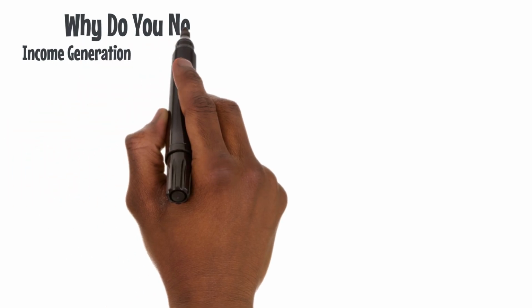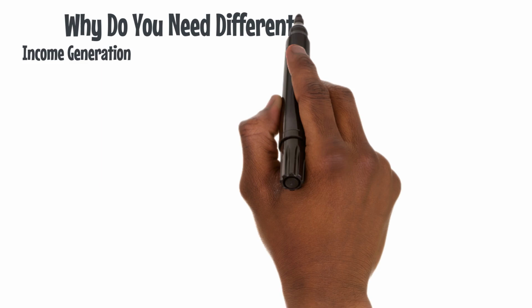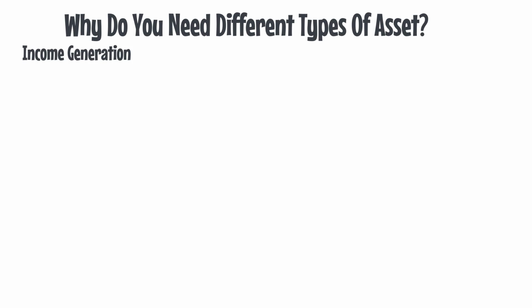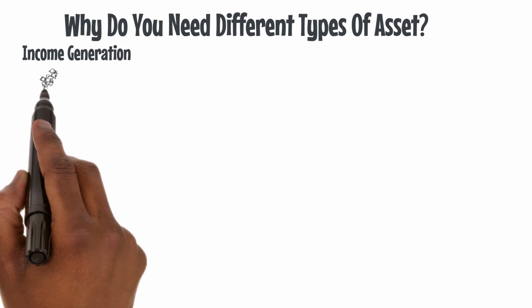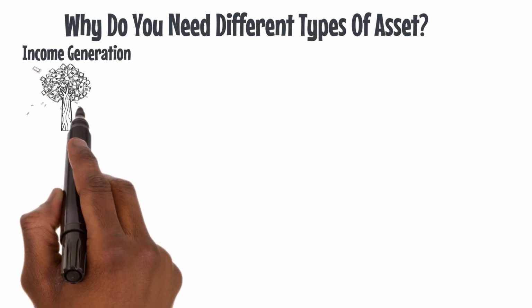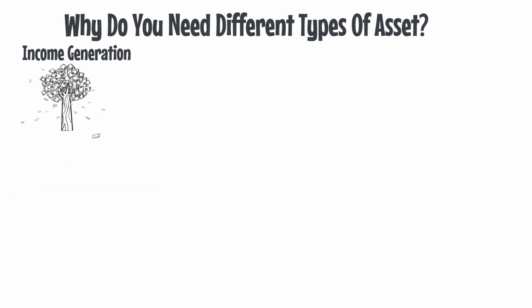Assets come in various types because they serve different purposes. And because we all have different needs, let me give you some reasons why we need different types of assets. First of all, we have income generating assets. Some assets offer a source of regular income. So if you are seeking income to cover your living expenses, these income generating assets will be essential for you.